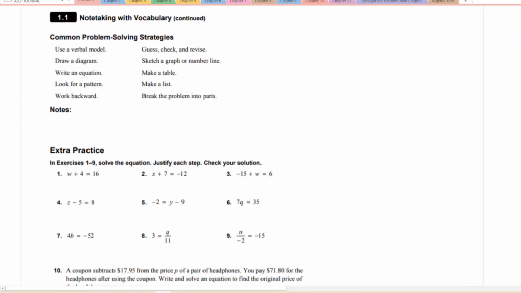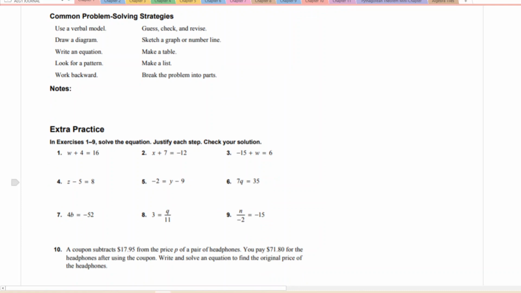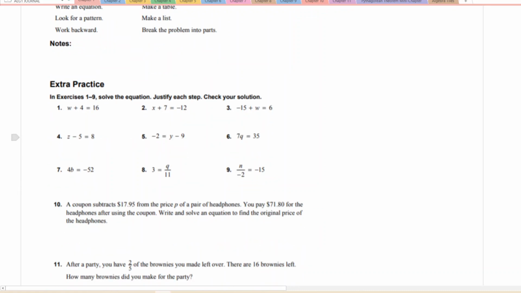The next video we're going to look at, we're going to use these basic steps in order to solve these easier equations.